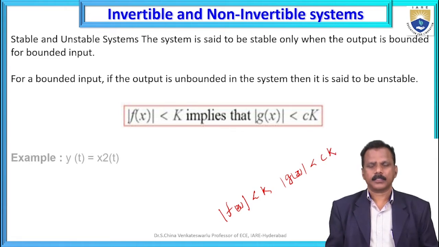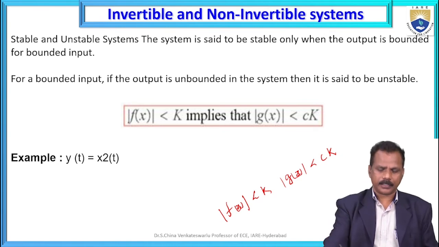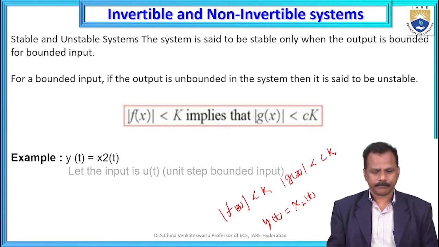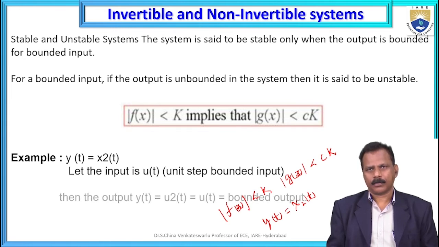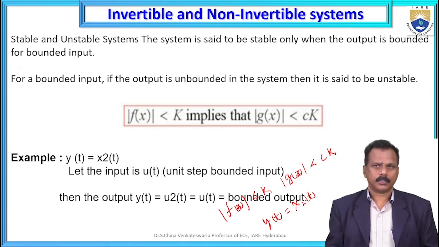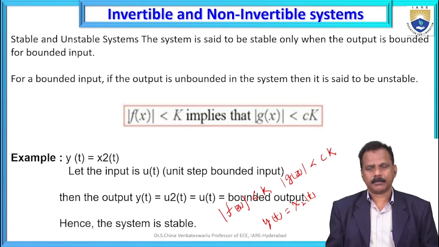Say, for example, y of t is equal to x2 of t. Consider that y of t is equal to x2 of t. Based on this example, you can decide the factor. Let the input be u of t, a unit step bounded input. Then the output y of t is equal to u of t. It is a bounded output. So hence the system is stable.